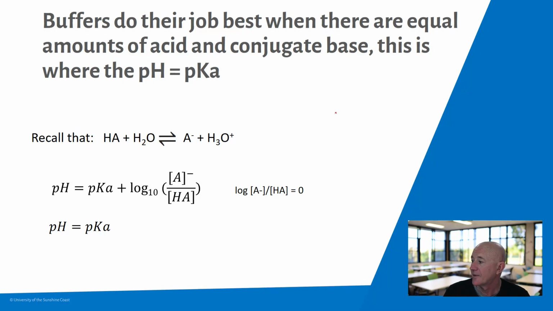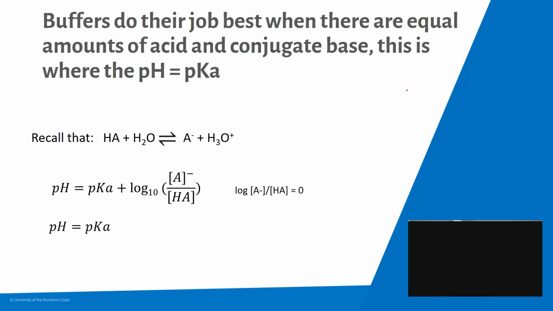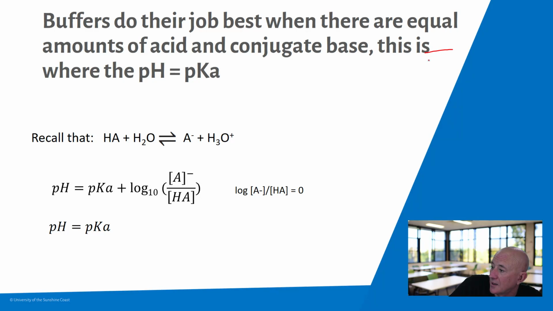Okay, just a couple of other things with buffers that I need you to be aware of. As I said before, they're going to do their job best when you've got roughly equal amounts of acid and conjugate base. This is basically where the pH is equal to the pKa. How do you know that? Well, if you write the Henderson-Hasselbalch equation and say the pH is equal to the pKa, that means pH minus pKa would be 0, and then the anti-log of 0 is 1. So the log to base 10 of this would be 1 over 1.